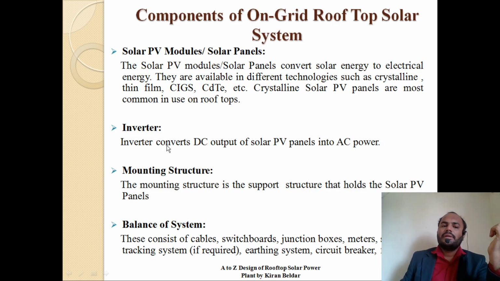Inverter. The inverter converts the DC output of solar PV panels into AC power. Mounting structure. The mounting structure is the support structure that holds the solar PV panels. Balance of system. This consists of cables, switchboards, junction boxes, meters, structures, tracking system if required, earthing system, lightning protection system, circuit breaker, fuses, etc. We will see each component in detail in the later lectures.